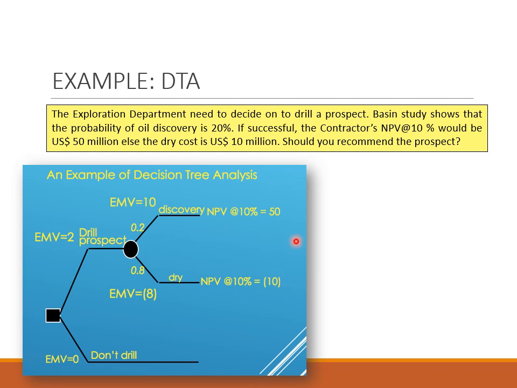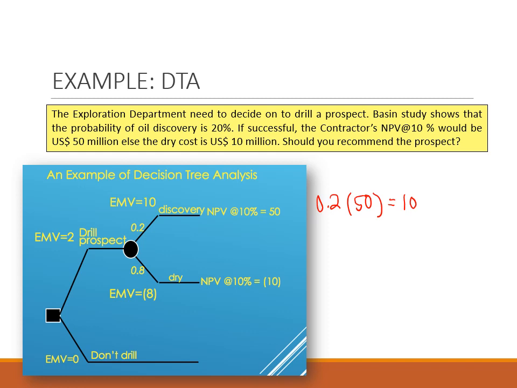Now you recommend the prospect. So first of all, you have drawn the tree. Now to solve it, you roll it back from right to left. So let's do the first branch. You calculate what is the EMV for the first branch. So the EMV for the first branch here would be, let me write, 20% of discovery times 50 million equals 10 million. So that's the EMV of the first branch.